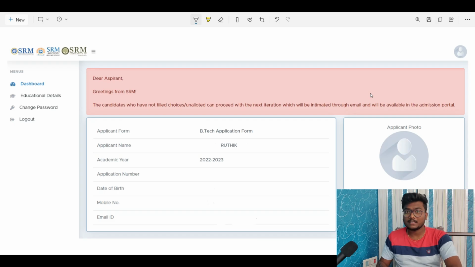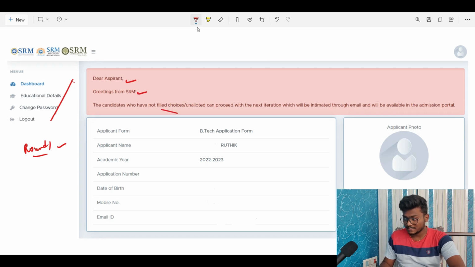If you see here, I am at the main admission portal. I have logged into one of the students' accounts. This particular student didn't get any allotment in the previous round one. So you guys know, iteration means round. So in round one, he didn't get any allotment. If you just see here, there is no option of program allocation button. They mention: Dear aspirant, greetings from SRM. The candidates who have not filled choices or are unallotted can proceed with the next iteration, which will be intimated through email and will be available on the admission portal.